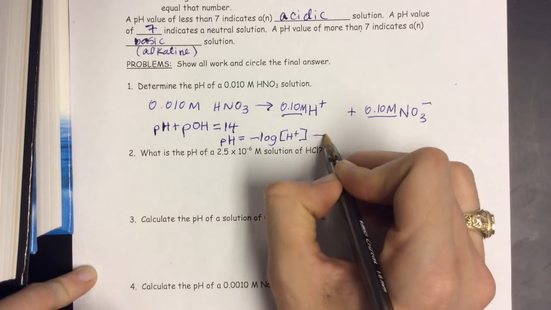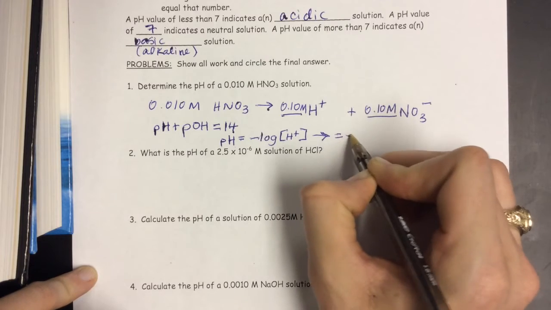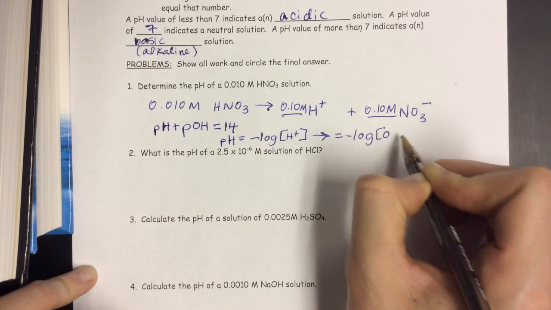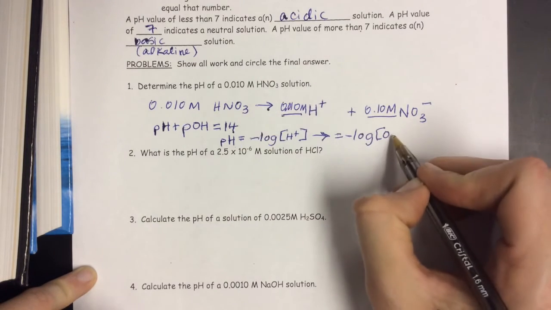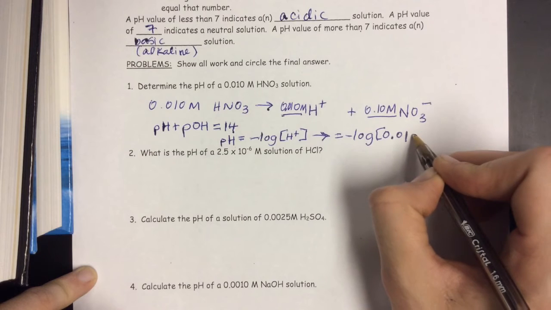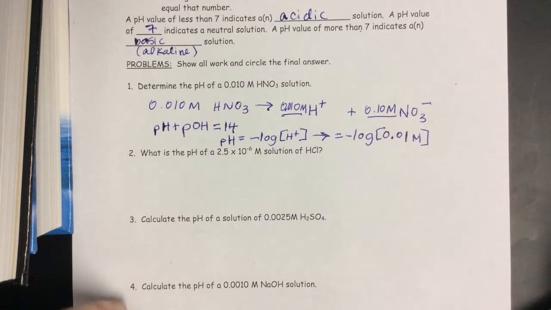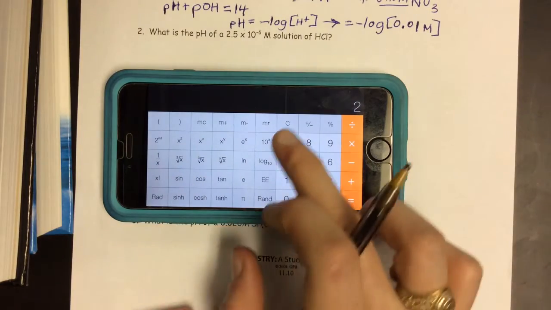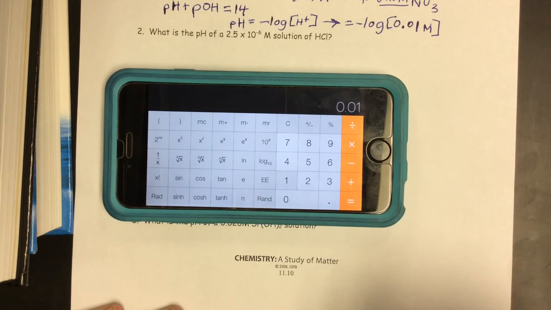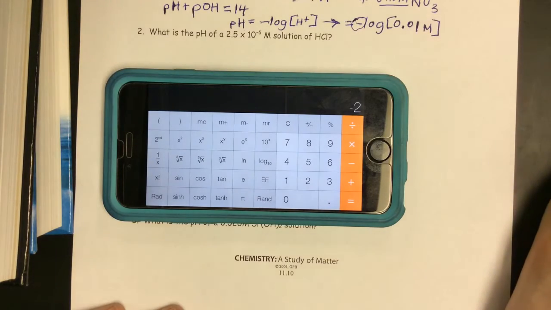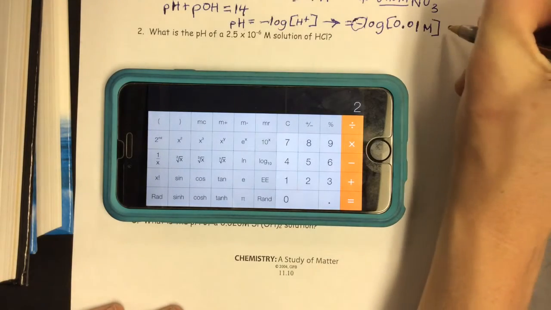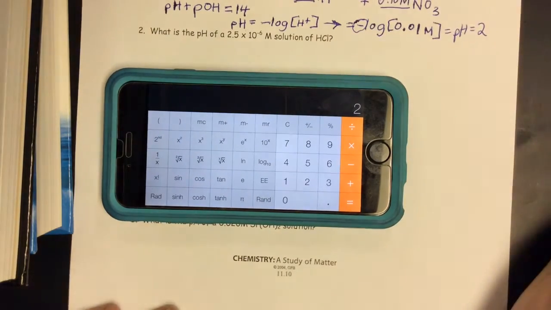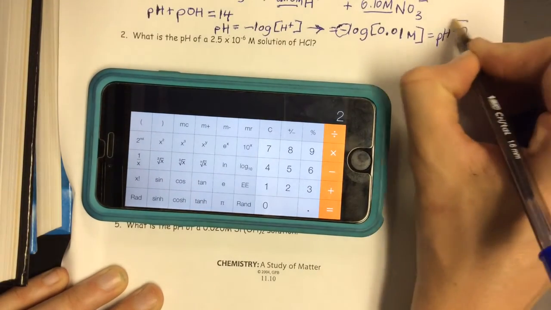So what that looks like is I just plug in my numbers. So it's equal to the negative log of, oh, I wrote it wrong, 0.01 molar of H+. So I'm going to put that in my calculator. Here's how that looks, in case you're not sure. So what I'm going to put in my calculator is 0.01. Then I'm going to take the log of that, and I get -2. But this negative right here tells me that I need to take the negative of that. So that means my pH equals 2. And there's my final answer.